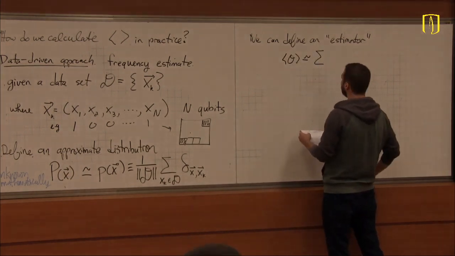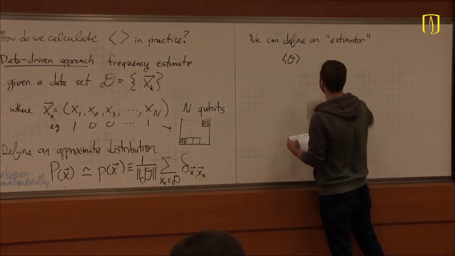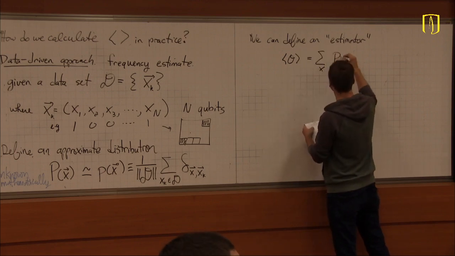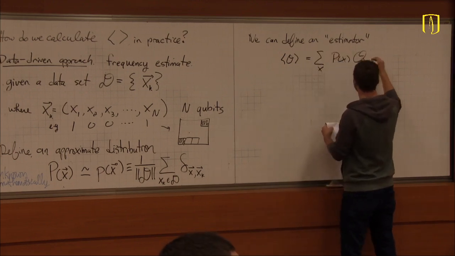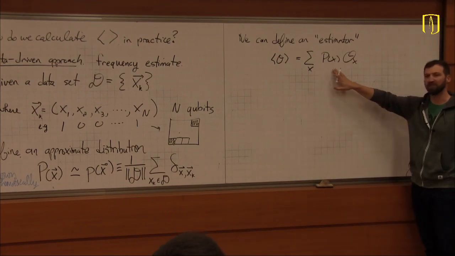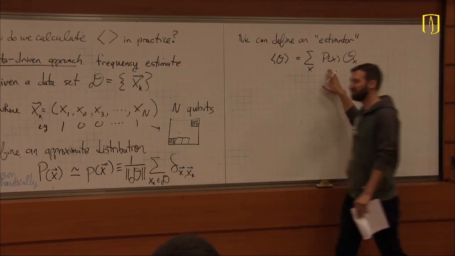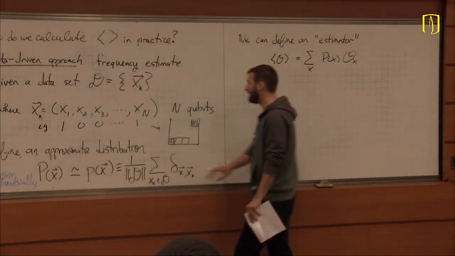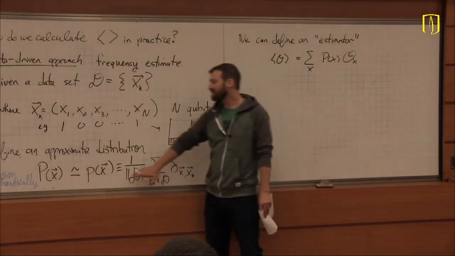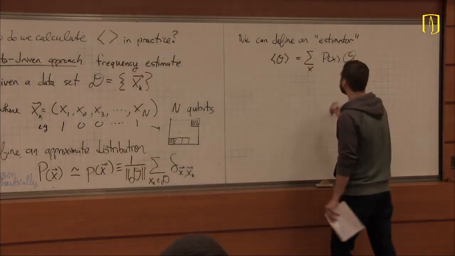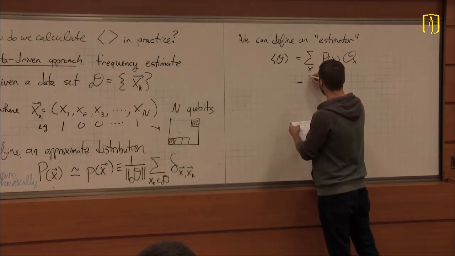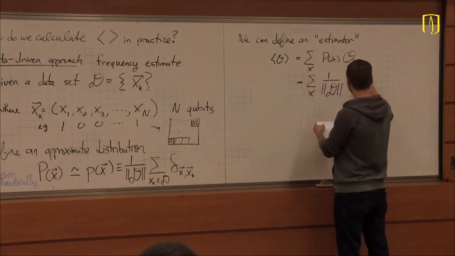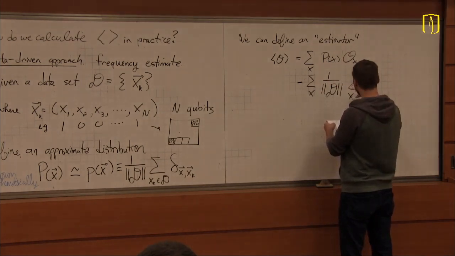So let me write the expectation value again. I'll do it in any classical distribution. This is big P of x, but this is unknown mathematically. Okay, so let's just assume it's unknown. And let's substitute in small p of x, which is the approximate frequency distribution. So this notation means size of the data set. Again, I'm just substituting in.